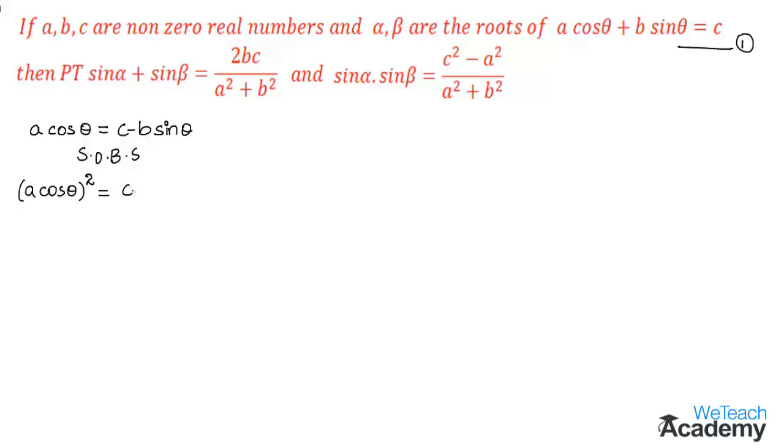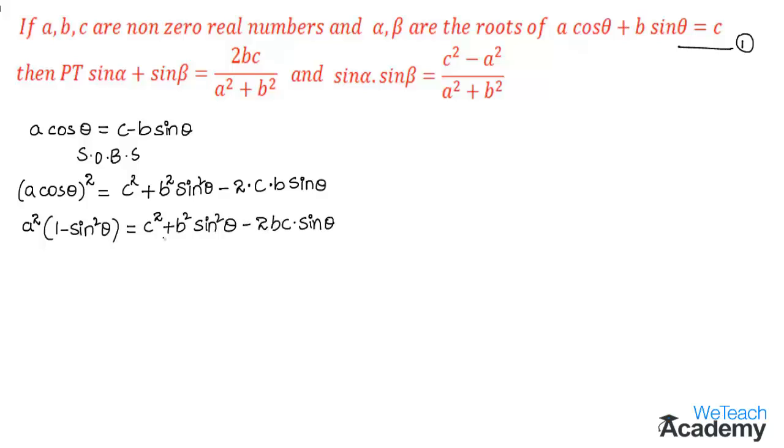So here we get a square, that is c square, plus b square, which is b square into sin square theta, minus 2ab. So here we get minus 2 into a, which is c here, into the value of b, which is b sin theta. And now let us convert the whole equation in terms of sin. So by converting cos theta in terms of sin, we get a square, and cos square theta can be written as 1 minus sin square theta, which is equal to c square plus b square sin square theta minus 2bc sin theta.